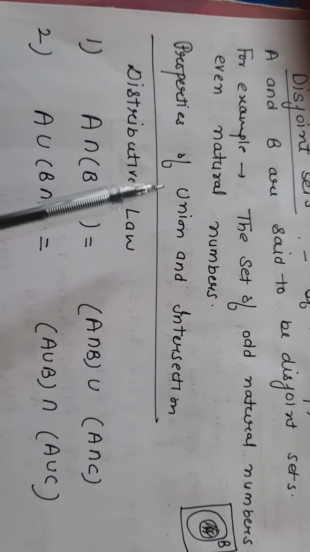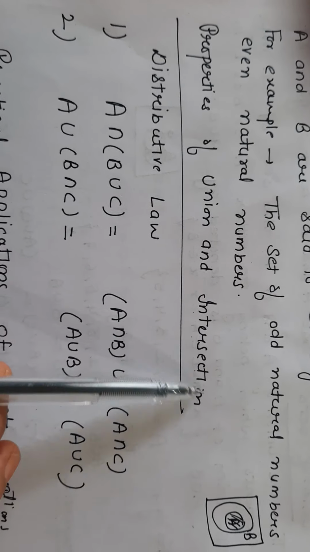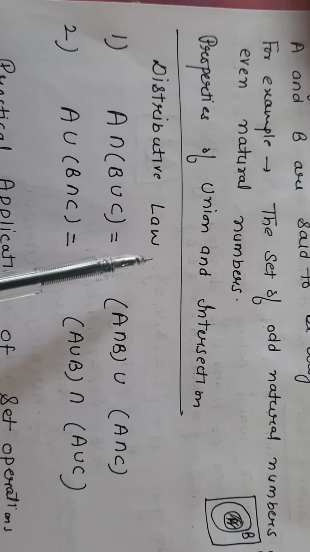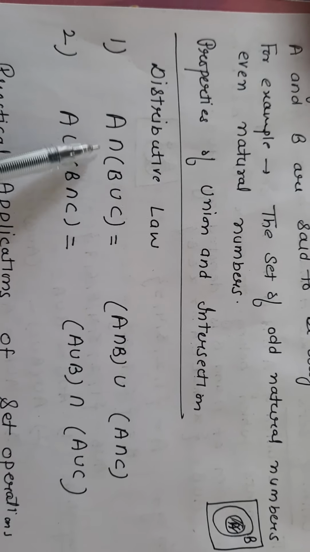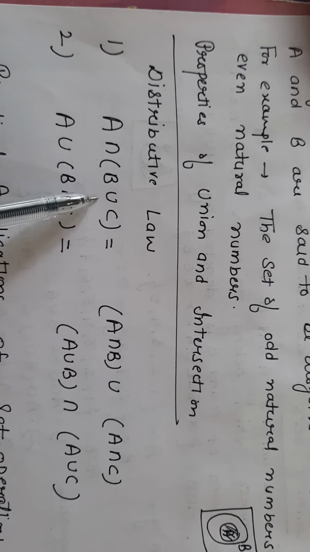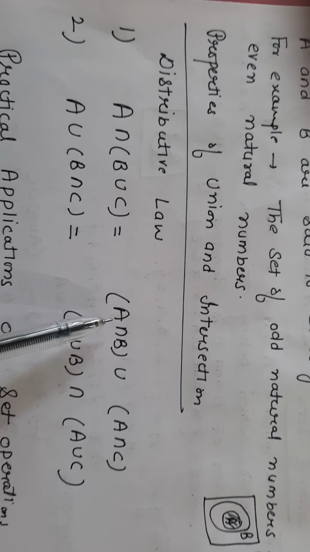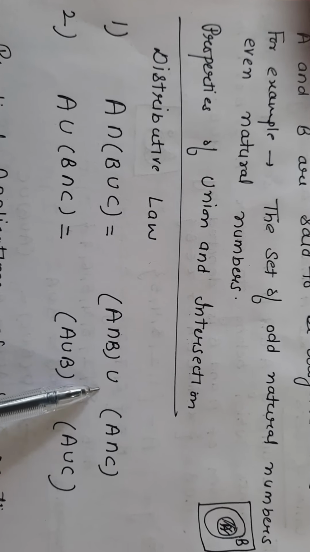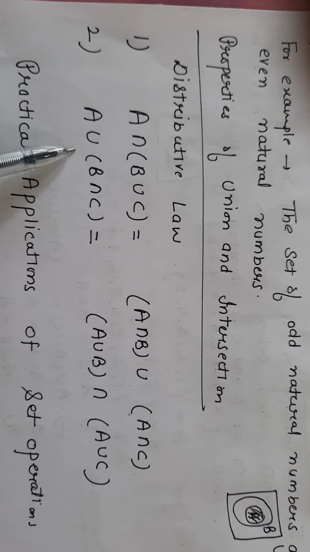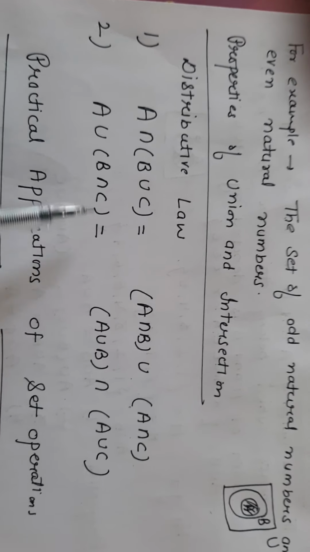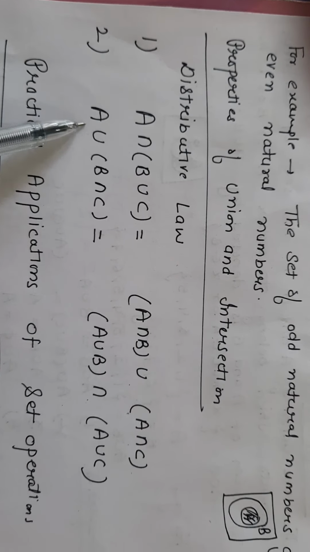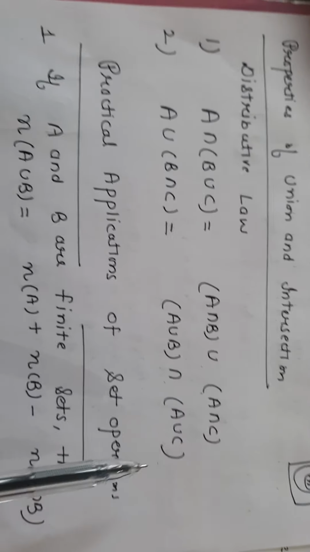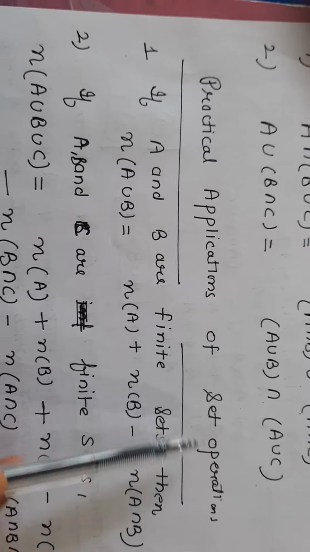Next are the properties of union and intersection. The first is the distributive law. A intersection (B union C). This is known as intersection distributing over union. This is equal to (A intersection B) union (A intersection C). Next, A union (B intersection C) is equal to (A union B) intersection (A union C).